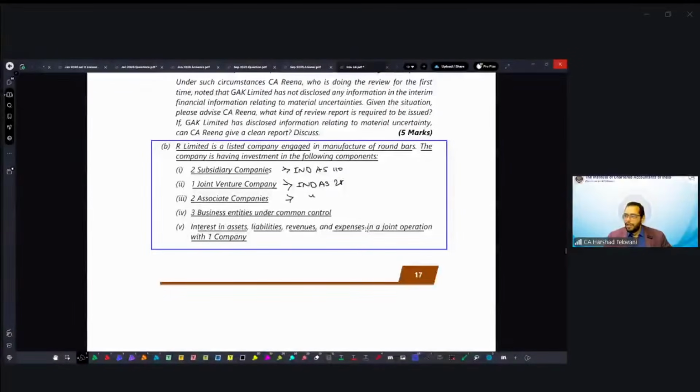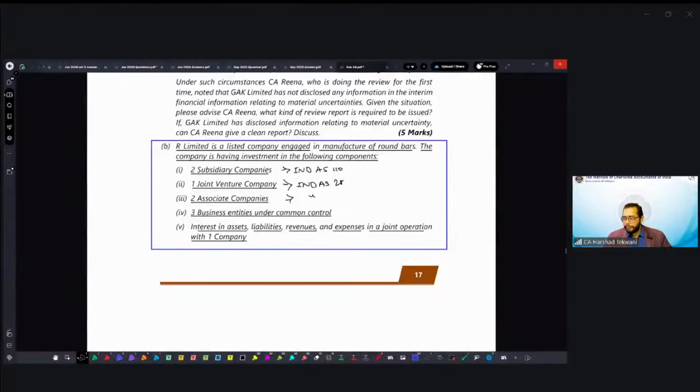Three business entities under common control. What Ind AS will I apply? What Ind AS will I apply over here? I'm talking about common control. Anyone? Common control, jointly control, joint operation. Which Ind AS is there? Very good, Radha.